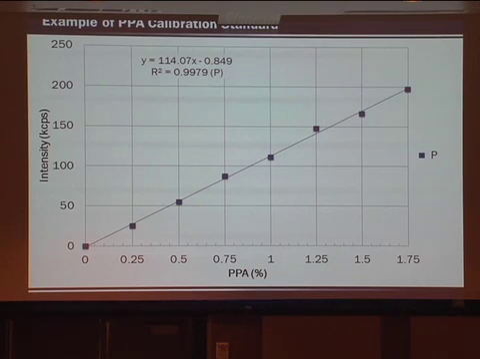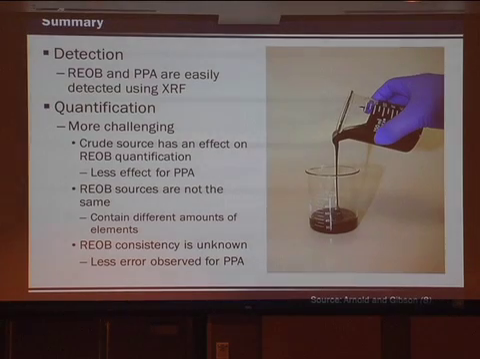You see these very, very accurate, very good correlations between the phosphorus intensity and the amount of PPA that you have in the sample. Now, here's the deal. We have found that in terms of detection, when it comes to determining if there's Rehab or PPA in the sample, there is no question that we can say yes or no, it's in the sample or it's not in the sample. The challenging part is being able to quantify it.